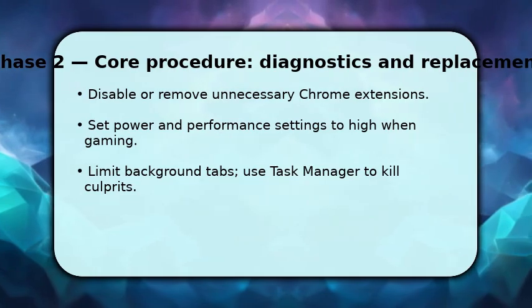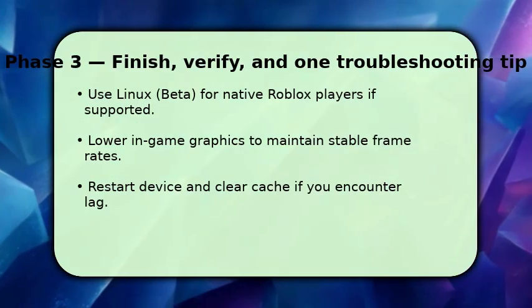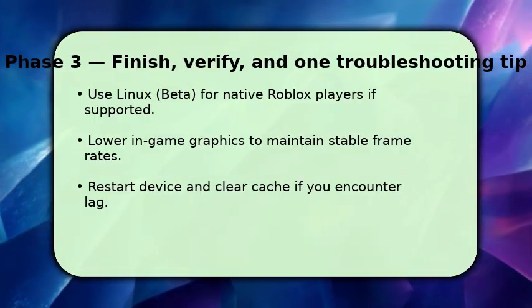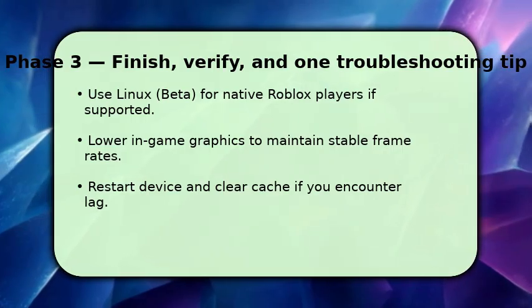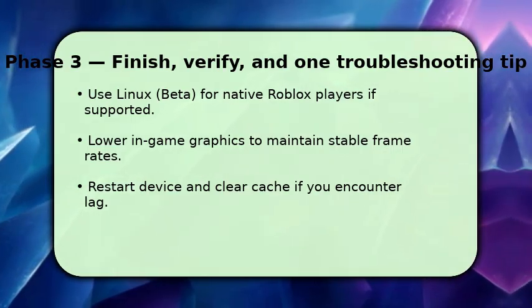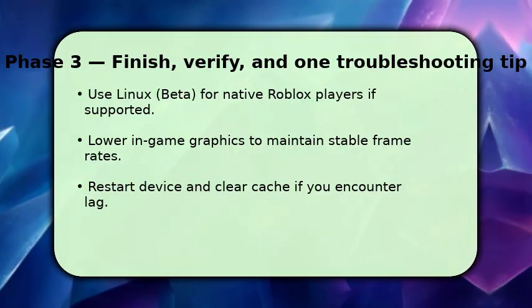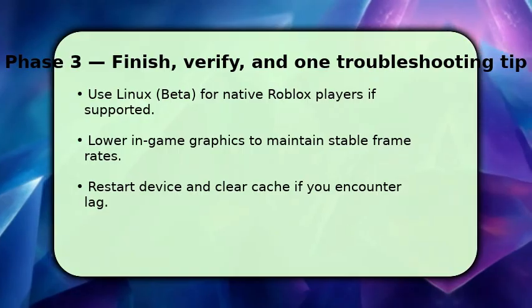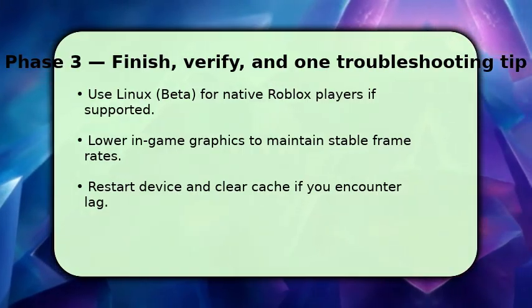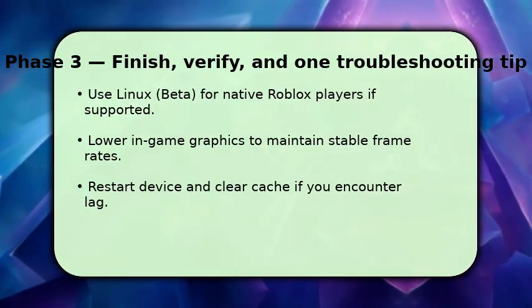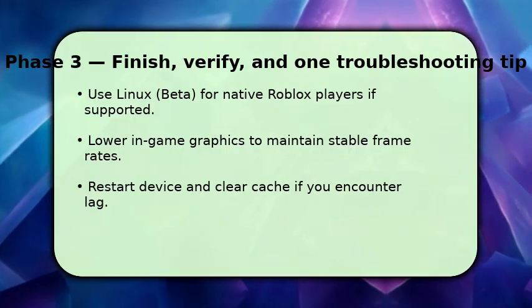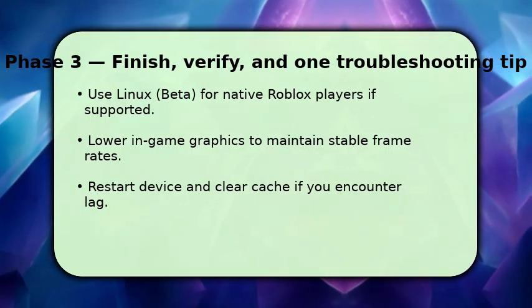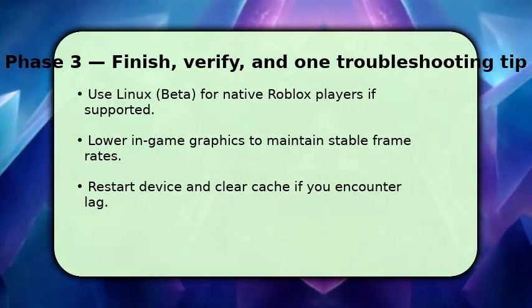Finish with advanced tweaks and a troubleshooting rule. If your Chromebook supports Linux beta, consider running the native Roblox client there for better performance because it can access system resources differently. Also, lower in-game graphics settings, shadows and textures cost the most, so you keep frame rate steady. Finally, when problems appear, restart the device and clear Chrome's cache. If lag persists, check Task Manager for runaway processes or revert recent changes. These final steps stabilize and recover performance quickly.